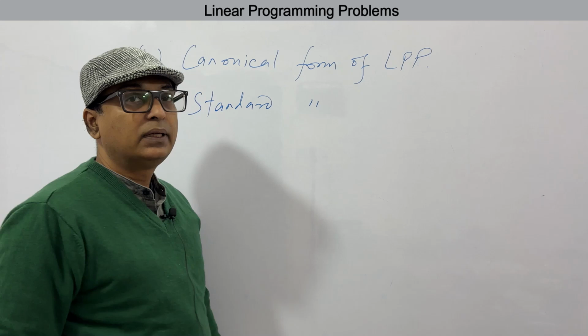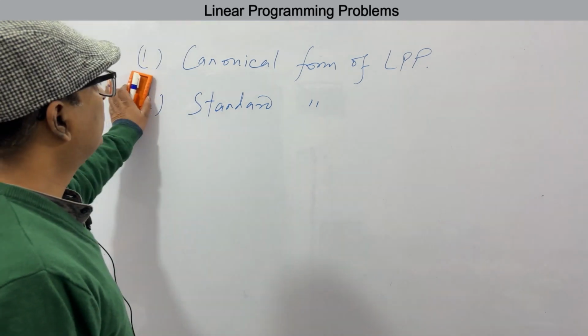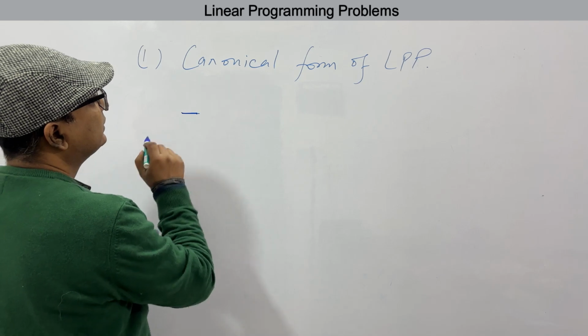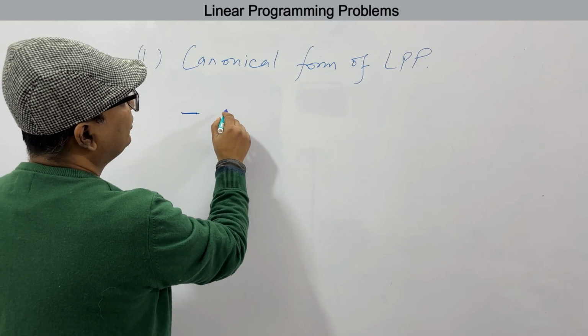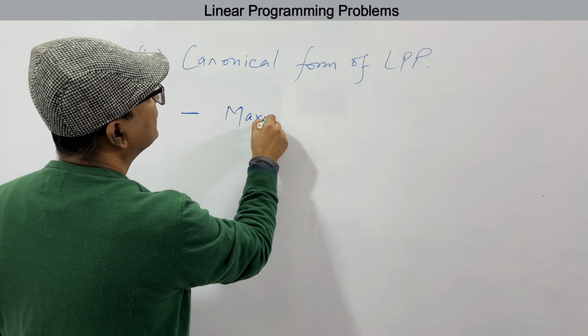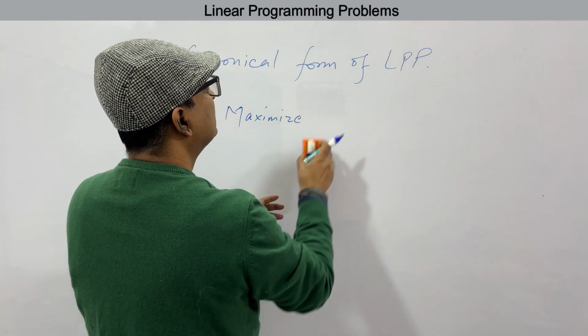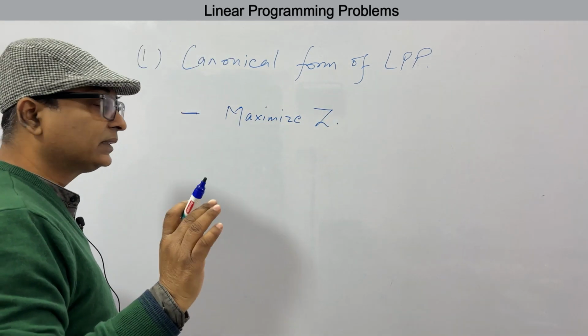Standard form of linear programming problem. So the first form, canonical form, its first characteristic is that the objective function is to be maximized. Okay, we maximize z. This is the first condition.